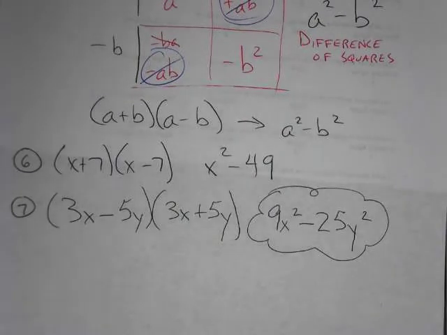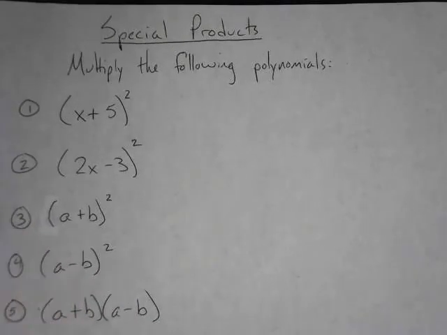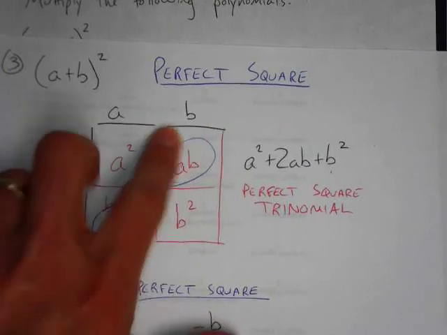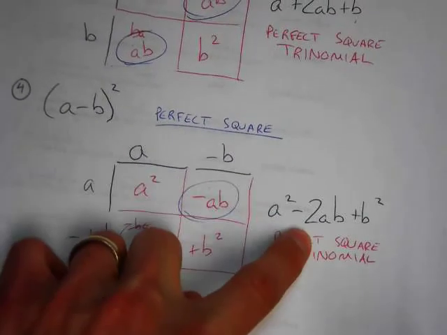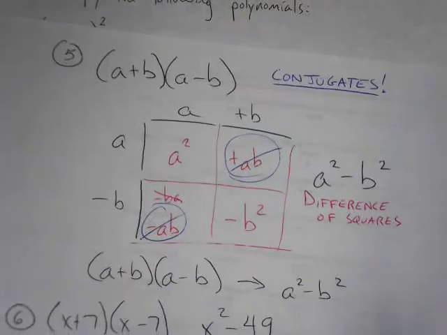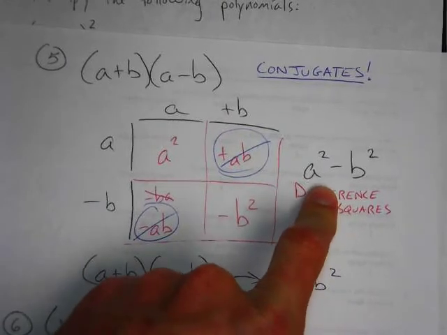So that is the lesson on special products. Remember, there's only two main types. We've got perfect squares that leave us with a neat formula. Perfect squares, if it's plus in the middle, plus 2ab. If it's minus in the middle, minus 2ab. And we have conjugates. Plus 1, minus 1, and then it multiplies into a difference of squares.